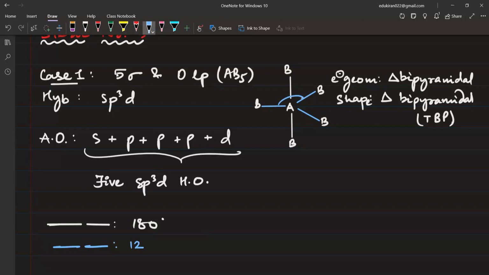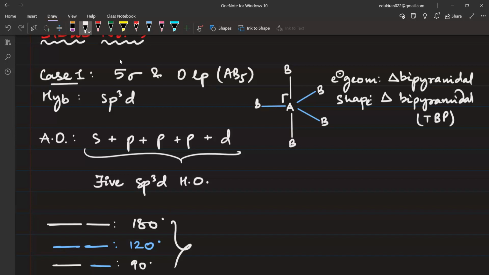Yes or no? Correct, guys? Yes, sir. And if I talk about white and blue, then how much are they making? Obviously it is 90 degree. Yes or no? Yes, sir. So there are 3 bond angles here. There are how many bond angles here? 3 bond angles. All of you got this? Yes or no? Please tell me.